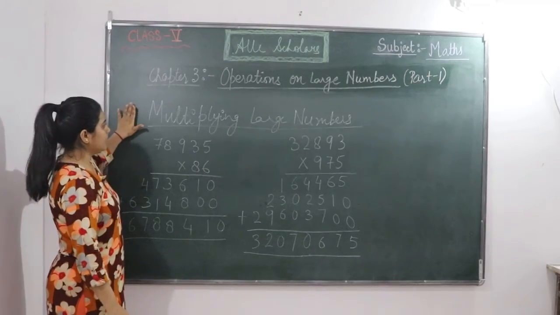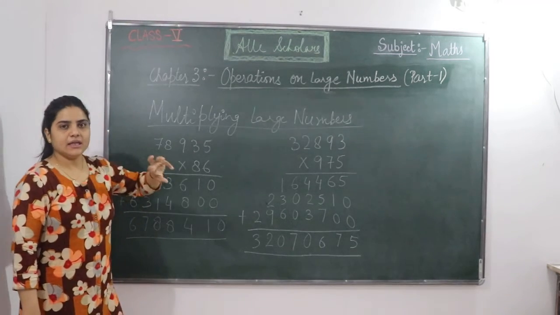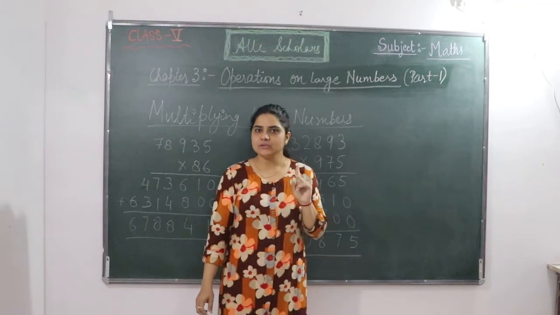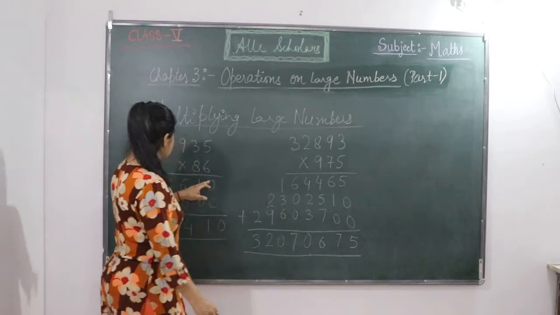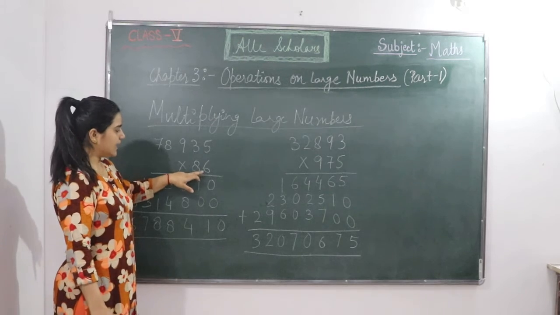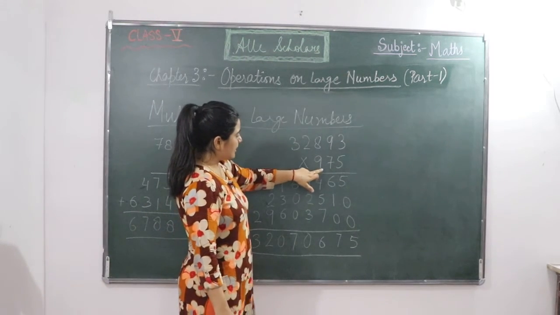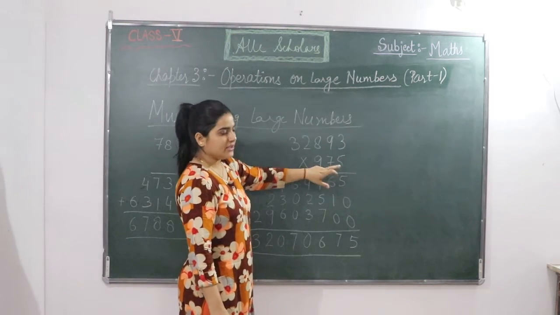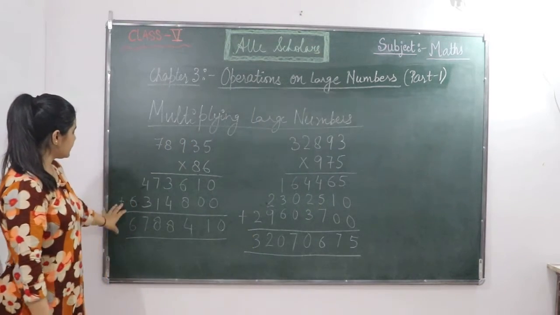So now we will see multiplying large numbers. Previously we have seen multiplication only with a one digit multiplier. Here you can see the multiplier has how many digits? 2 digits, that is 8 and 6. In this example the multiplier has how many digits? 3 digits: 1, 2 and 3. A 3 digit multiplier. So let's see this example first.